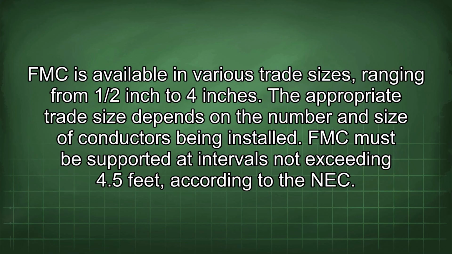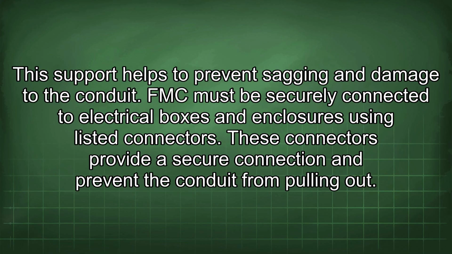FMC must be supported at intervals not exceeding 4.5 feet according to the NEC. This support helps to prevent sagging and damage to the conduit. FMC must be securely connected to electrical boxes and enclosures using listed connectors. These connectors provide a secure connection and prevent the conduit from pulling out.